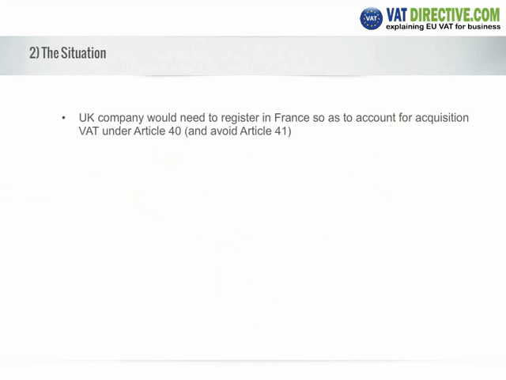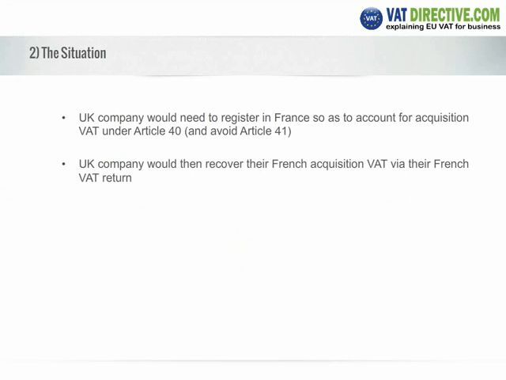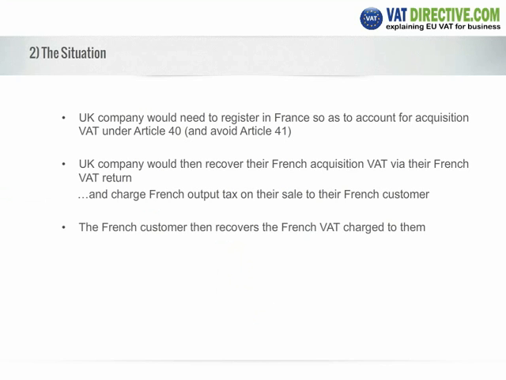So let's say that UK company did register for VAT in France. They would then recover their French acquisition VAT via their French VAT return. They would then charge French output tax on their sale to their French customer. The French customer would then recover the French VAT that they have been charged by UK Co.